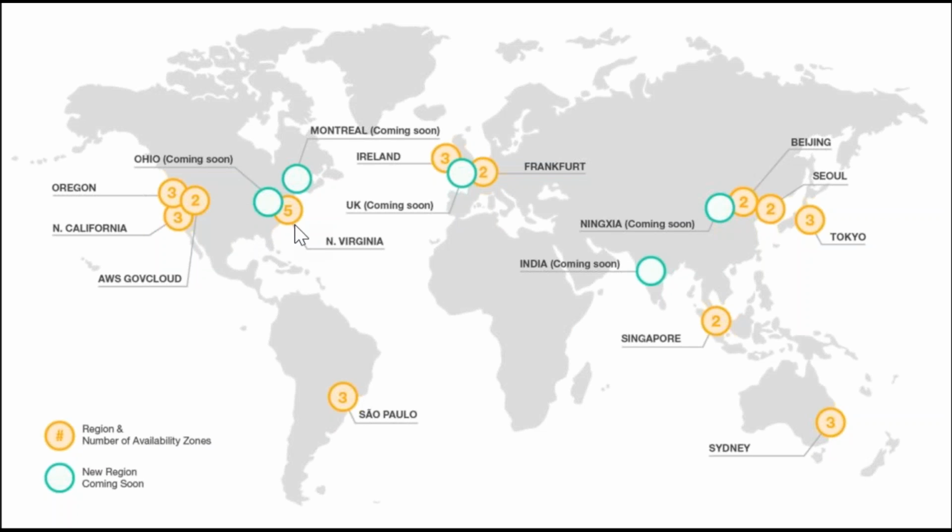The Virginia region is one of the first data centers that Amazon built, and that region alone has 5 different data centers. So when I say data centers, each of those 5 data centers are isolated physically, not logically. Let me repeat that. Each of those 5 data centers are physically separated, and each of them are interlinked.